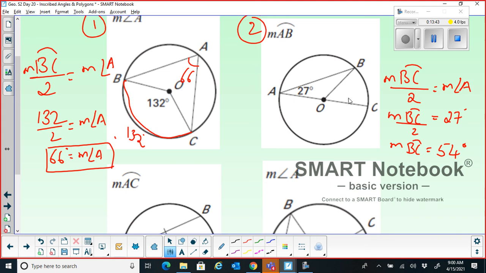Measure of arc BC is 54 degrees, which means the central angle over here is also 54 degrees, right? This is 54, the central angle here is also 54, that's from the definition. And the sum of these two angles is going to be 180 minus 54, because the sum of angles in a straight line is 180. So 180 minus 54, I'll get 126 degrees. And that's the measure of the arc AB, because that's the central angle corresponding to AO and OB. So AB is going to be 126 degrees.